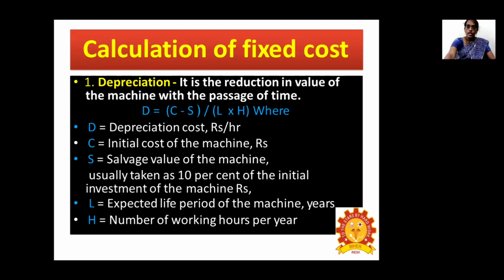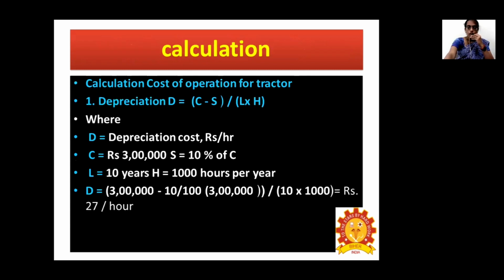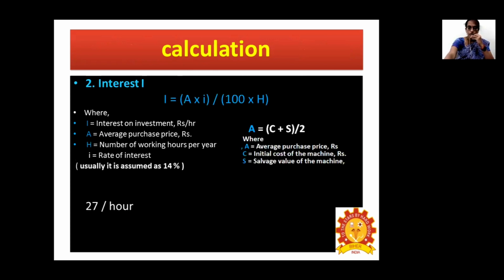So we know this formula which is used to calculate the depreciation cost. We know the initial cost and the salvage value. Normally the salvage value is taken as 10% of the machine cost, and the expected life we also know, and the number of working hours we also know. So if you substitute these terms, you can calculate this depreciation cost.